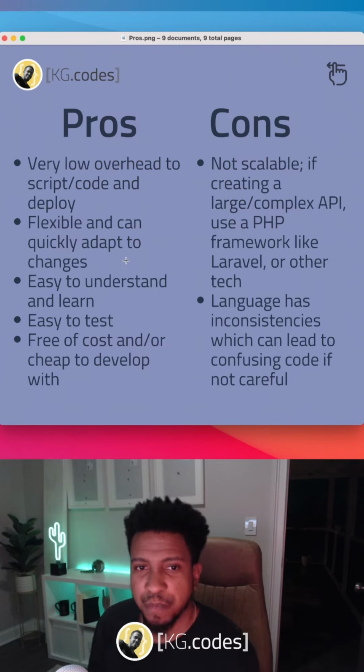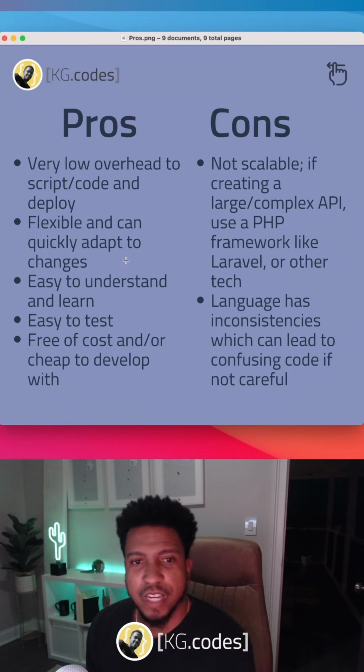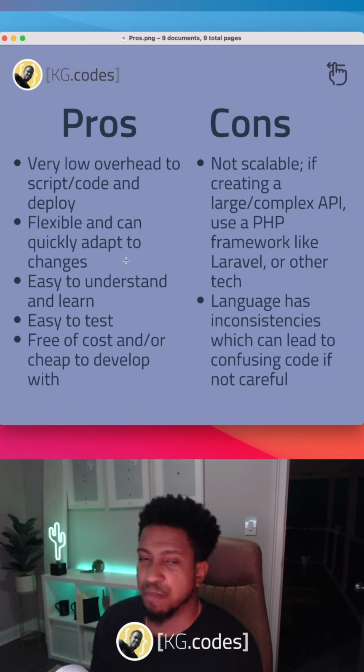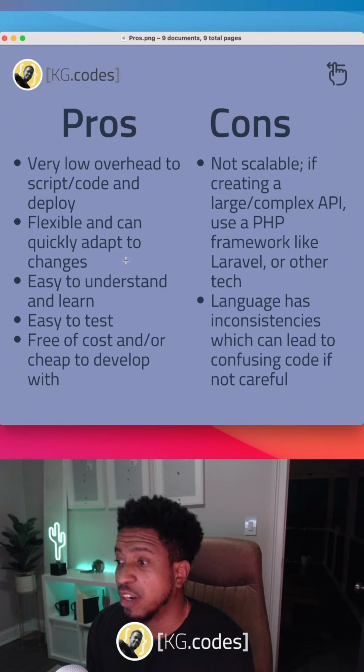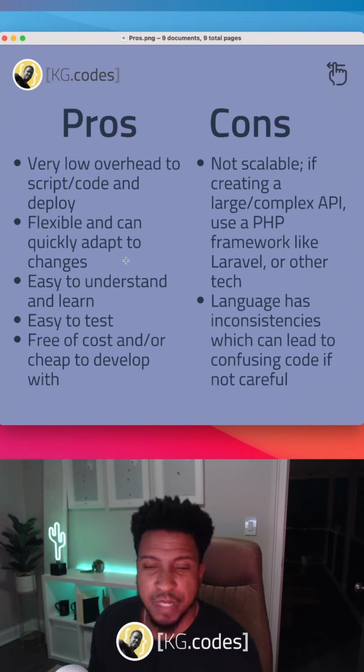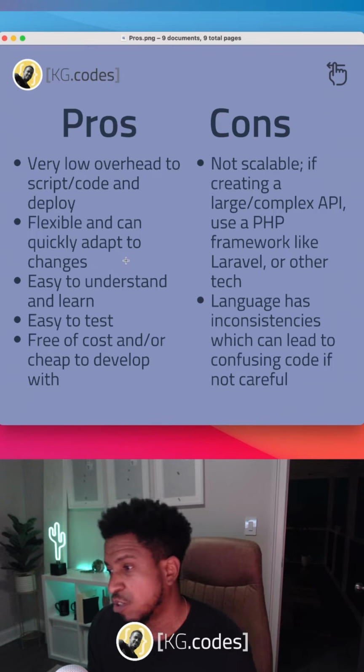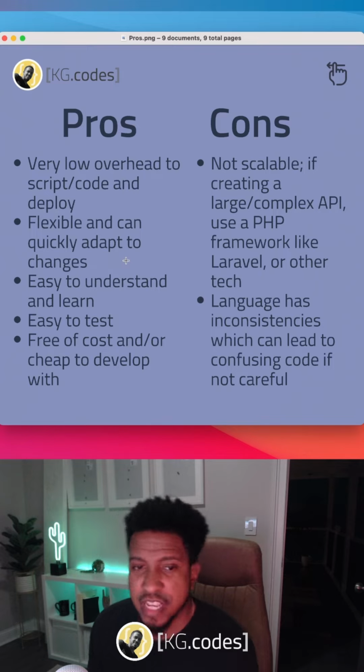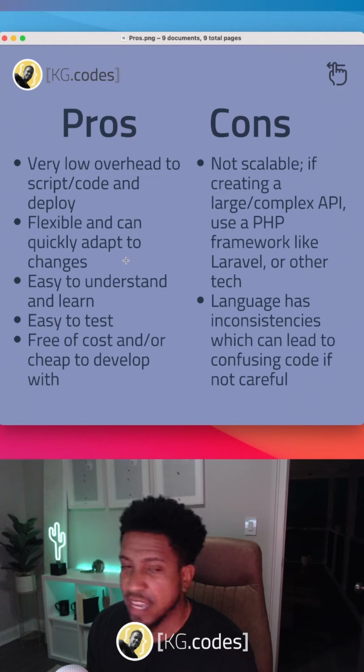So what are some pros of PHP? It can be very low overhead to script and deploy PHP, as PHP is running on a lot of shared hosting platforms like GoDaddy, for instance. And it's very easy to set up the environment on your local machine or on a server. It's flexible. You can adapt it quickly. Like I said, it's a scripting language. It doesn't have a lot of framework overhead unless you choose to add a framework. It's easy to learn and understand, easy to test, and it's pretty much free of cost and cheap to develop with.